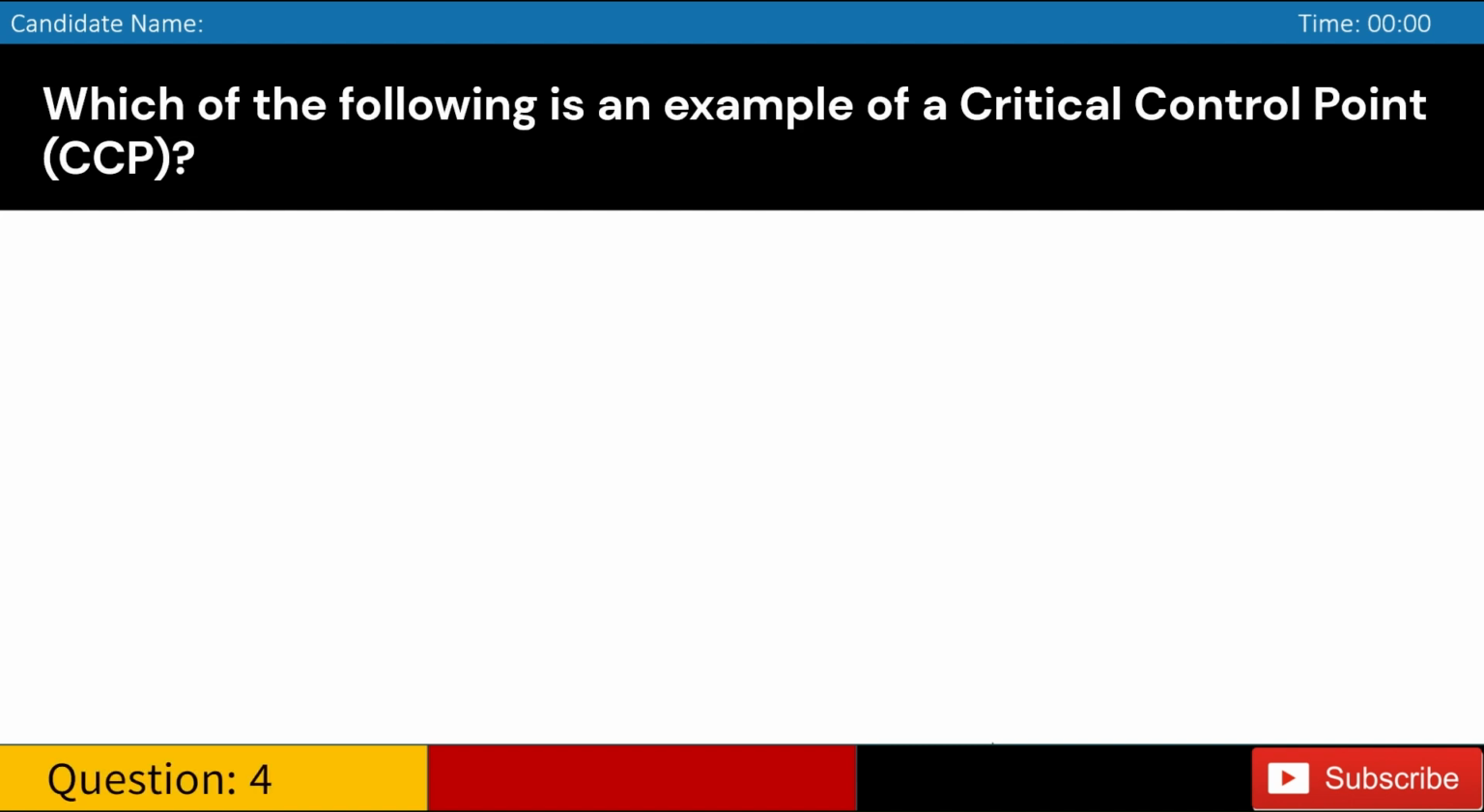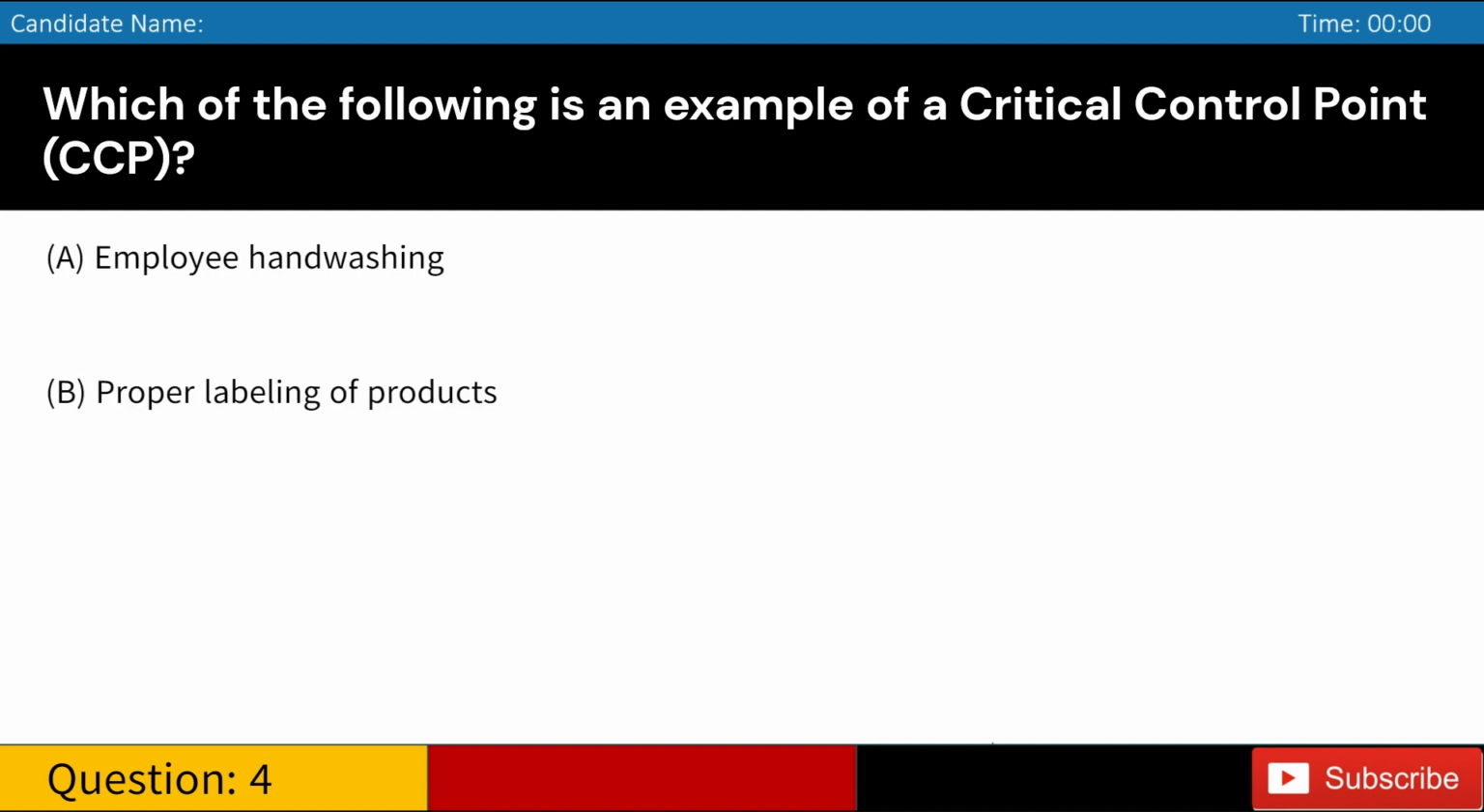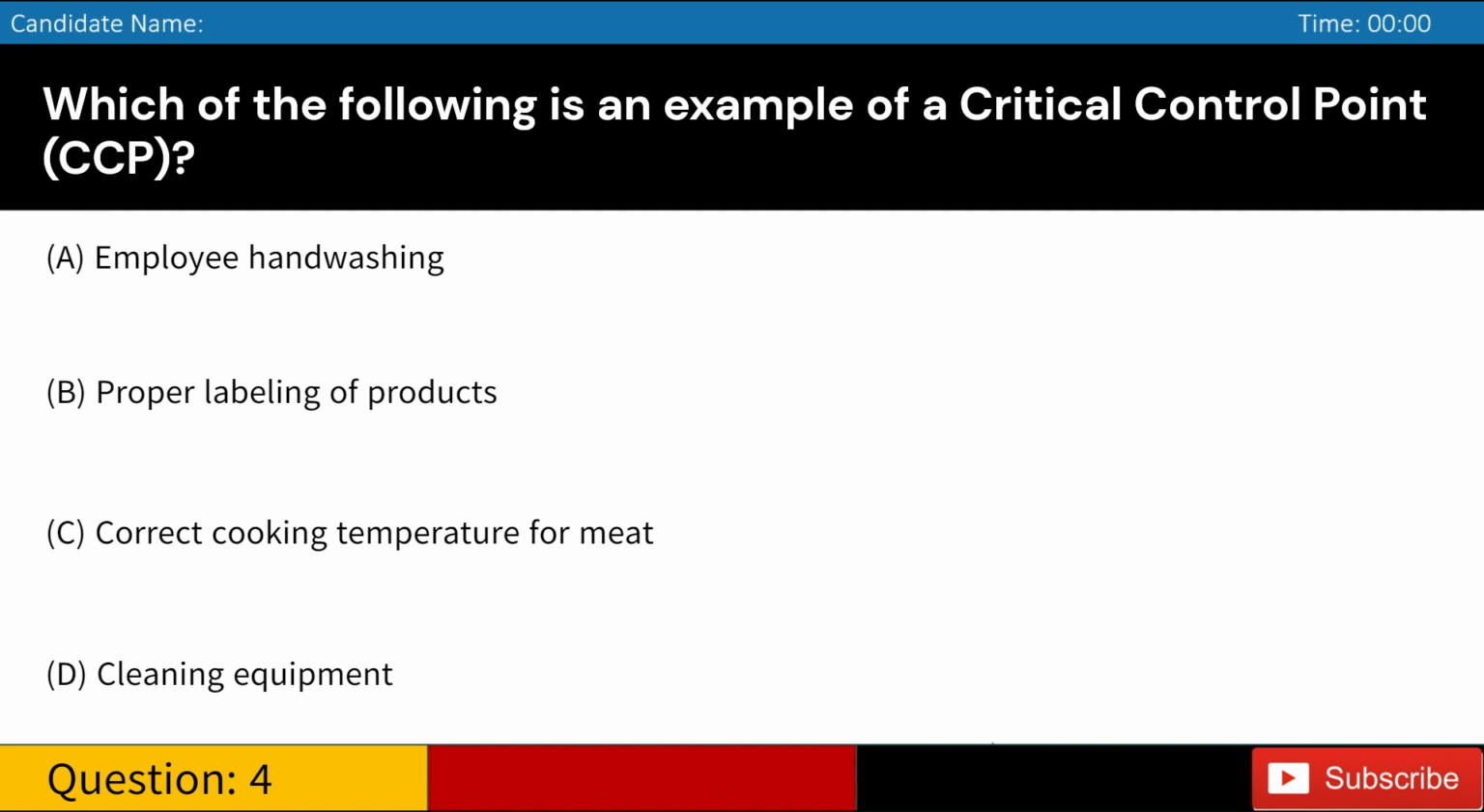Which of the following is an example of a critical control point, CCP? A. Employee hand washing. B. Proper labeling of products. C. Correct cooking temperature for meat. D. Cleaning equipment. Answer C. Correct cooking temperature for meat.